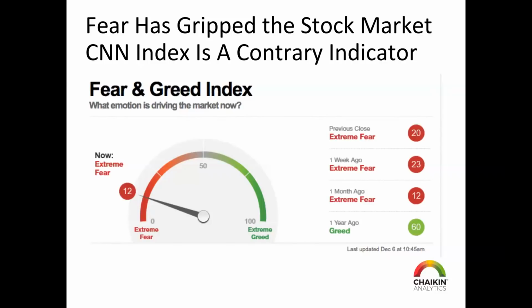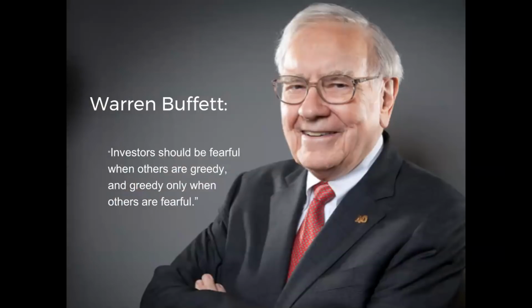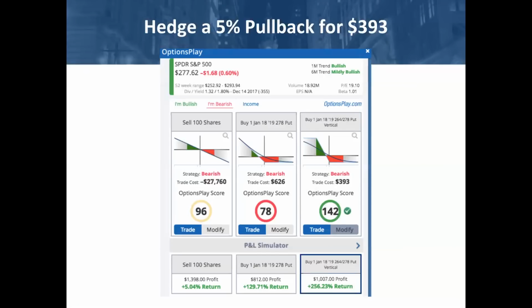So if fear has gripped the market, what do you want to do? Well, this is a contrary indicator. So you want to listen to Warren Buffett. Investors should be fearful when others are greedy, and greedy only when others are fearful. And if you're watching the markets on a daily basis, you know as well as I do that fear is alive and well and gripping the market. So the rest of this webinar, we're going to talk about what tools you can use to deal with volatile, emotional, fearful markets.